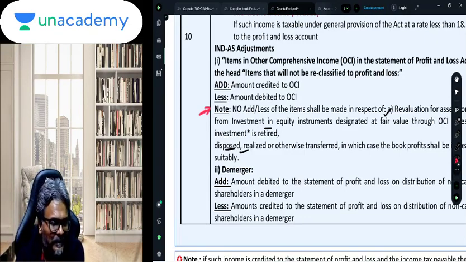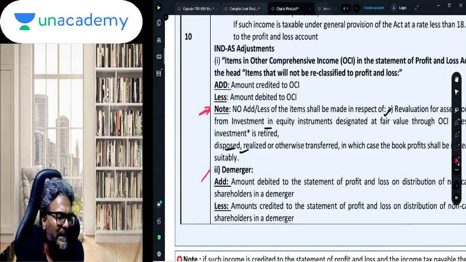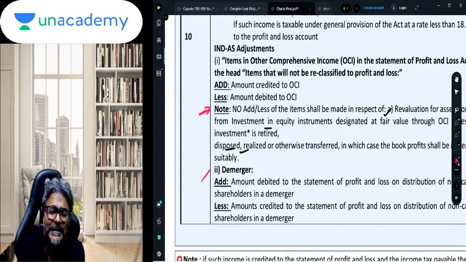The second adjustment, students, that you can see is in respect of demerger. As we all are aware, students, the demerger is always tax neutral. If it is a tax neutral demerger, because if you know in section 47, as per the normal provision, the demerger is not subject to any taxable transfer.